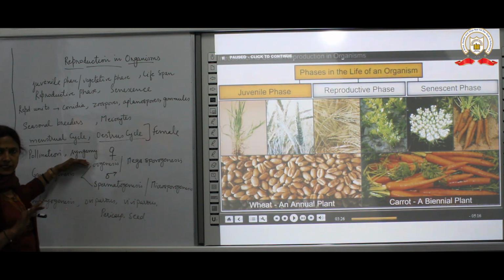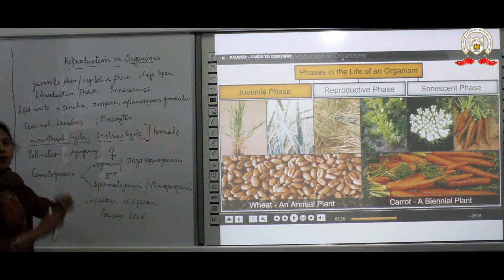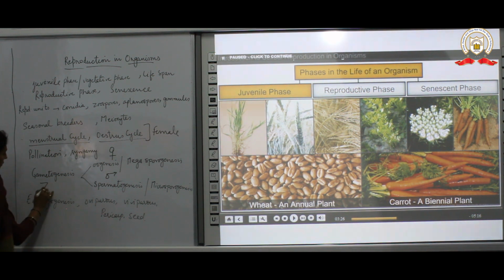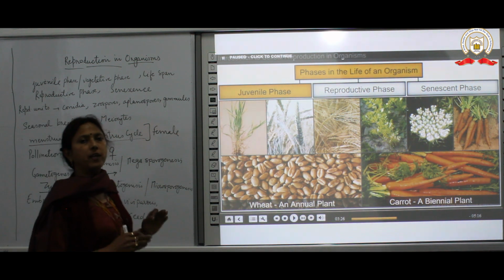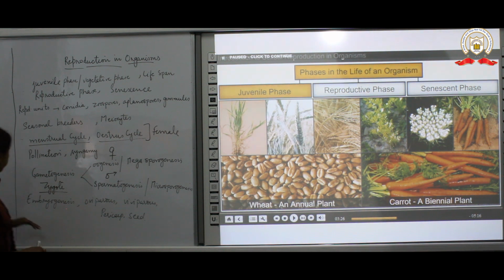Then next is fertilization. When the fusion of male and female gametes takes place, we call it fertilization, and the process is known as syngamy. After fertilization is over, there will be formation of a zygote, which is the post-fertilization event, and this zygote will divide to give rise to an embryo. The process is known as embryogenesis. During this process, the cells will divide and differentiate to form different parts and different organs of the organism, both in plants and animals.